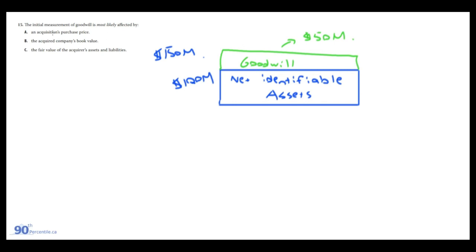So our answer is going to be, it's most likely affected by the acquisition's purchase price. The acquired company's book value is not really relevant. That identifiable assets uses fair value. And then you can see that we have fair value of, actually, it's the acquirer's assets and liabilities, not the acquiree, not the target. So they're trying to mix you up a little bit there. But the answer is A, the acquisition's purchase price.